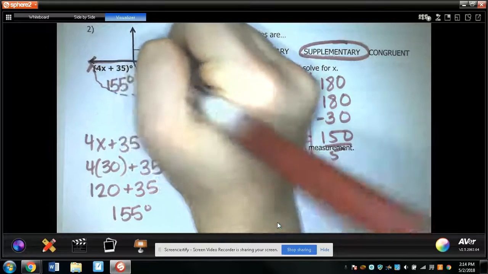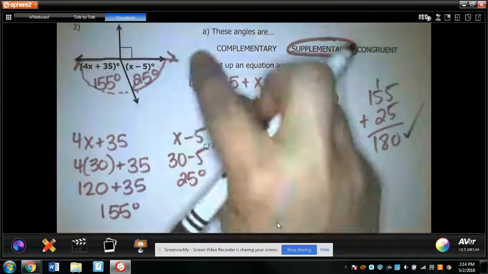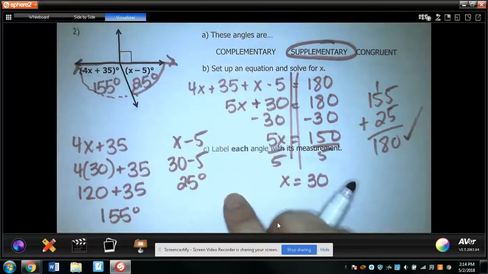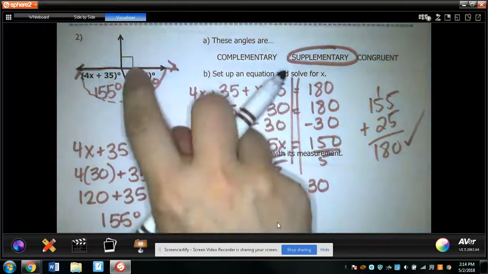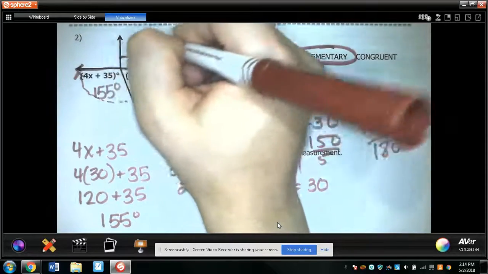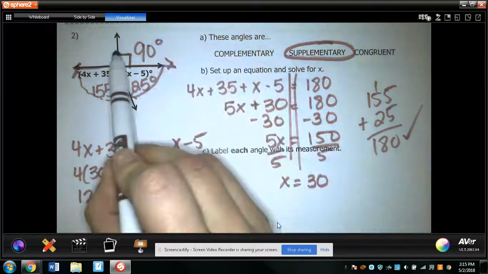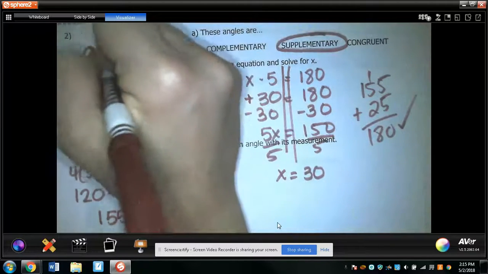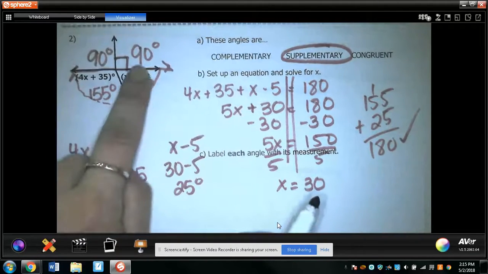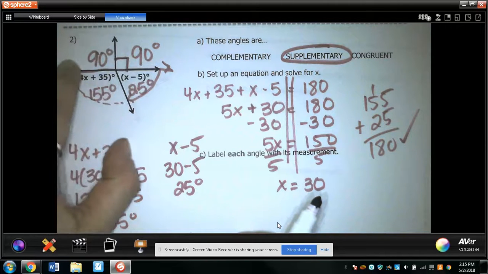Now, one way that I can check this is, okay, what is 155 plus 25? It's 180 degrees. Good, because it should add up to 180 degrees. Now, this angle right here I can fill in because it has a right angle. This is 90 degrees. And these make up a straight line. So if this is 90 degrees, then this also must be 90 degrees because they are both right angles and they're supplementary, which means they have to add up to 180.